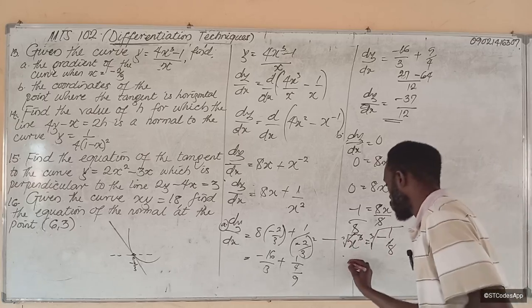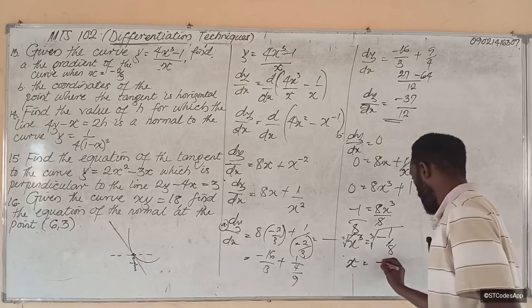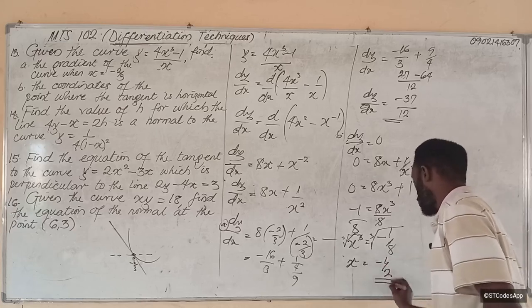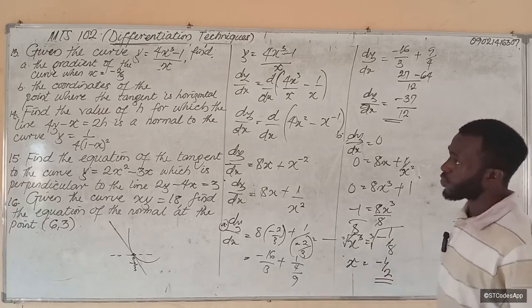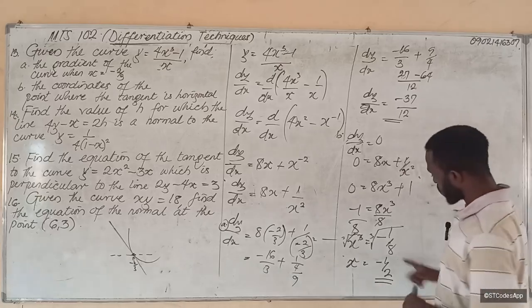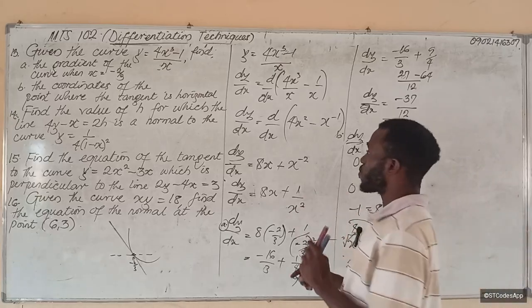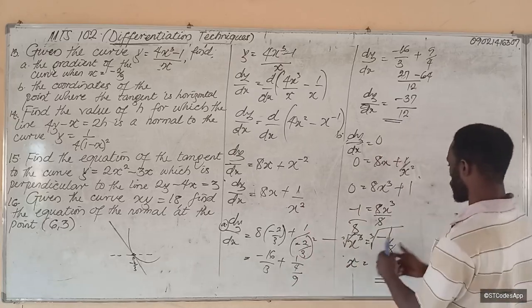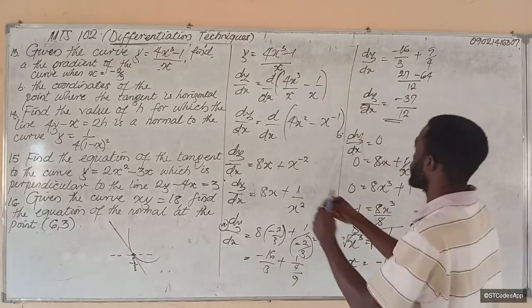Cube root cancels the cube, so that x will be equal to minus 1 over 2. Okay, so we are asked to find the coordinates. So x is minus 1 over 2 at that point. What will y be? We simply substitute this value into our original equation to get what the y value will be.